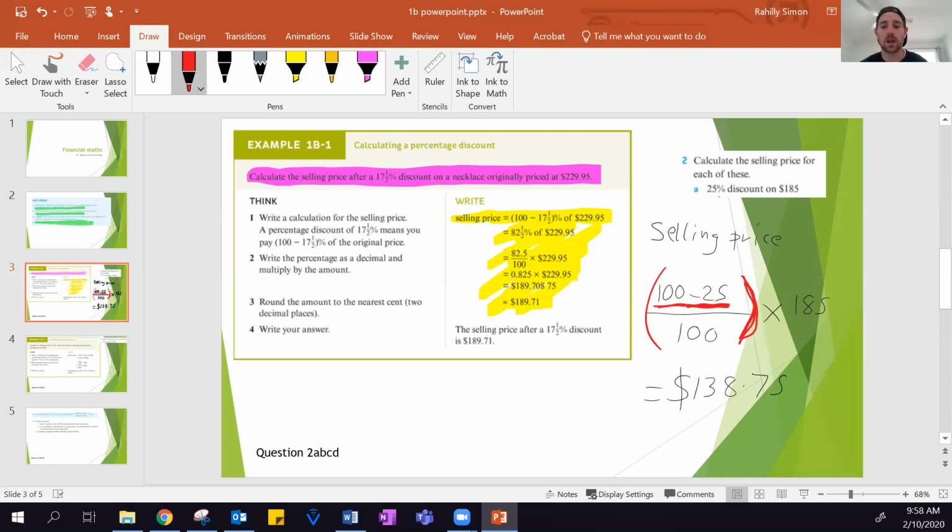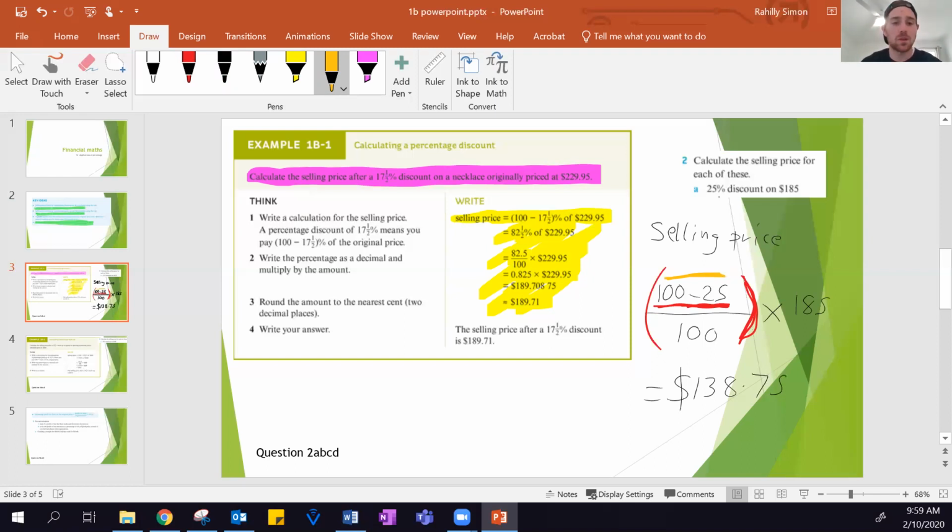All right, so 100, take away whatever discount you've been given, divide that by 100, and then multiply by the amount you've been given. That's for a discount. Okay, so any of your questions that talk about a discount, you're going to take away from 100 like we've done here. Okay, because your discount is going to be less of a percentage.